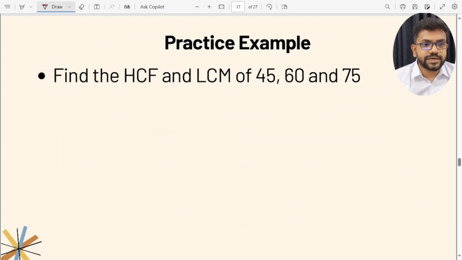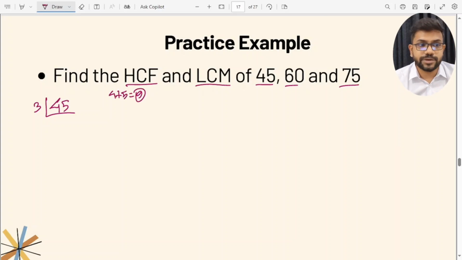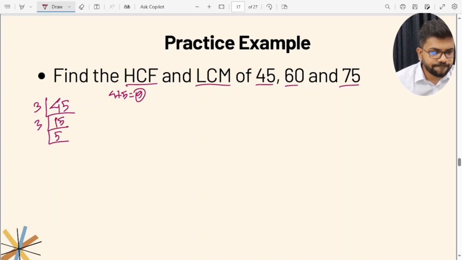It says find the HCF and LCM of 45, 60 and 75. Let's prime factorize them. 45 is divisible by 3. We know this is divisible by 3 because 4 plus 5 is 9, and 9 is divisible by 3. It goes 3 1s are 3, 3 5s are 15. Then it goes 3 times again. 5 is a prime number.